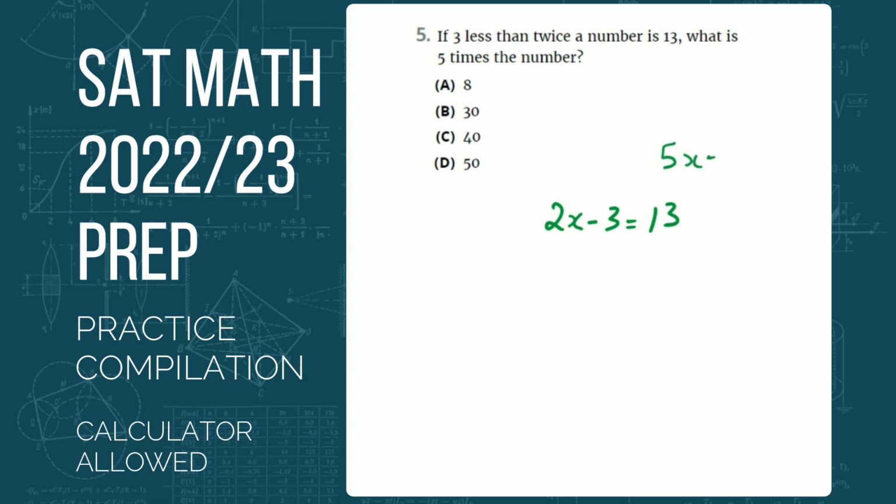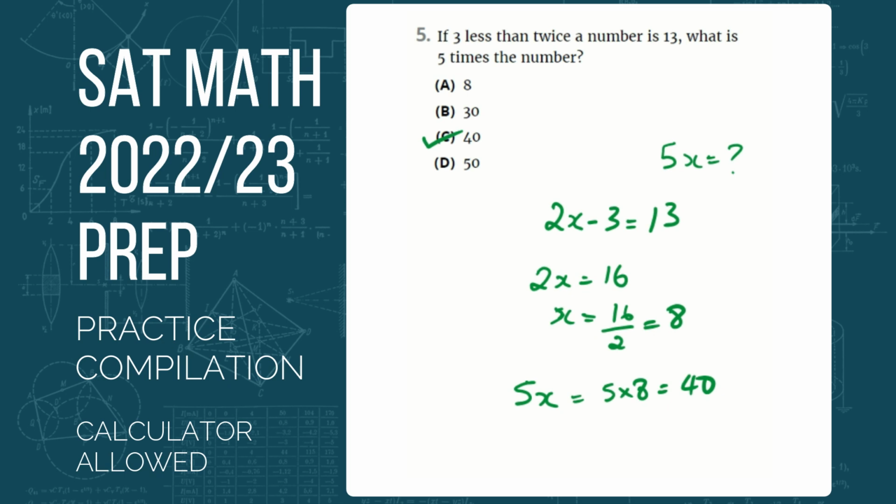What is 5x? 2x will be equal to 16. x will be equal to 16 over 2, which is 8. And 5x will therefore be equal to 5 times 8, which is 40. And the right answer is C, 40.